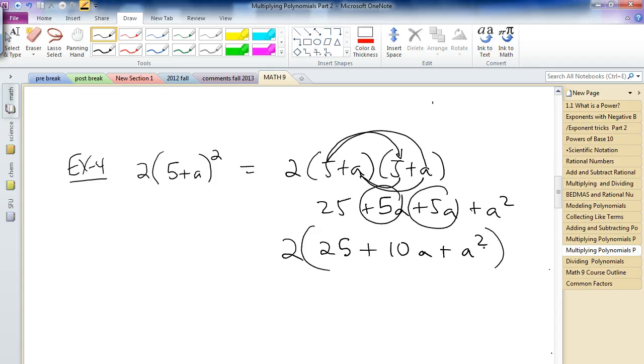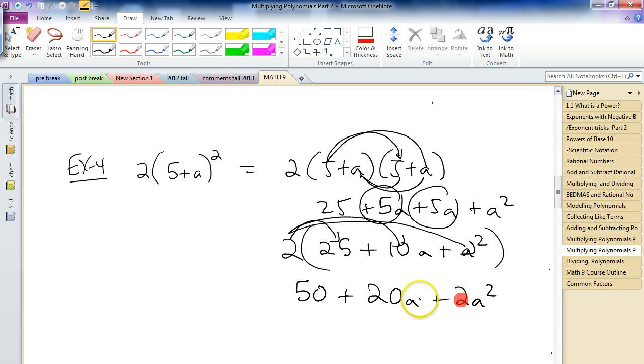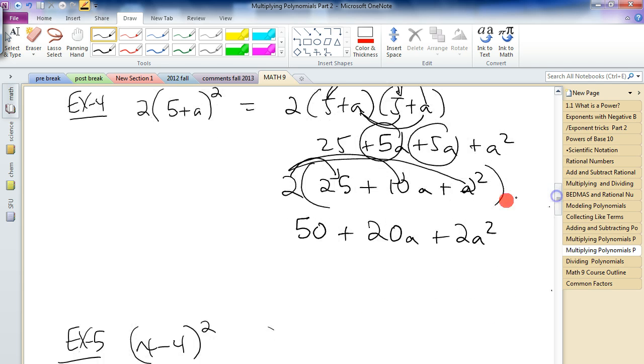Some of you probably are getting it, some of you aren't. Anyways, don't forget the times 2, everything. That 2 distributes to everything inside. So you get 50 plus 2 times 10a, 20a, 2 times a squared, positive 2a squared. Yeah, we should put that out front, but let's not this time, just to be wild and crazy.